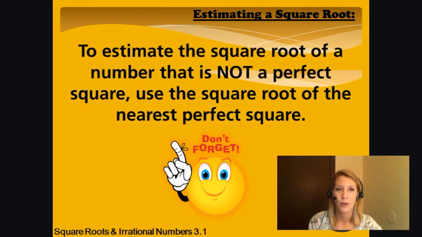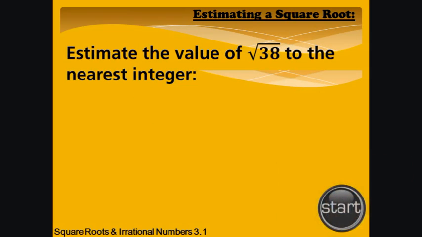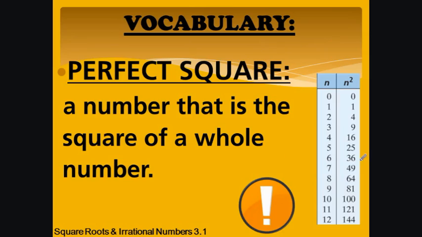Here's a little reminder when estimating square roots. To estimate the square root of a number that is not a perfect square, you're going to use square roots of the nearest perfect square. So let's go ahead and take a look at what that looks like. In an example, we have to estimate the value of the square root of 39 to the nearest integer. Well, let's go back to our perfect square chart. Perfect squares, we have the square root of 36 and the square root of 49. So 38 would fit in there.